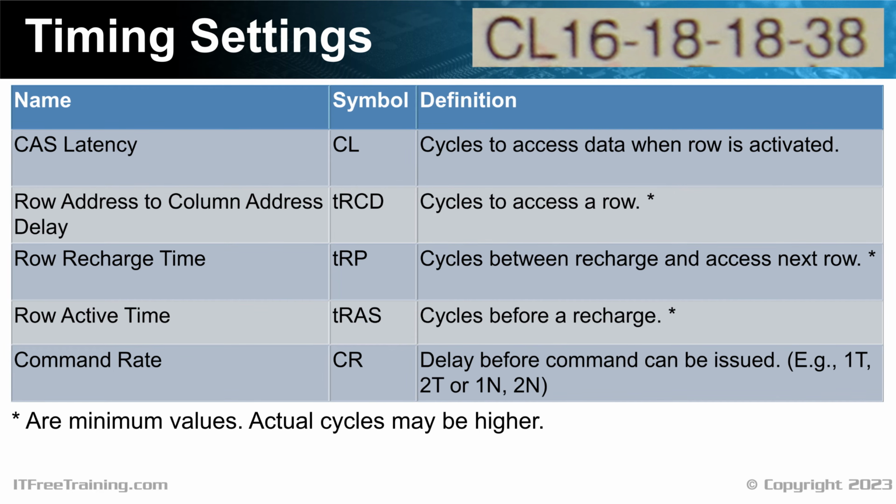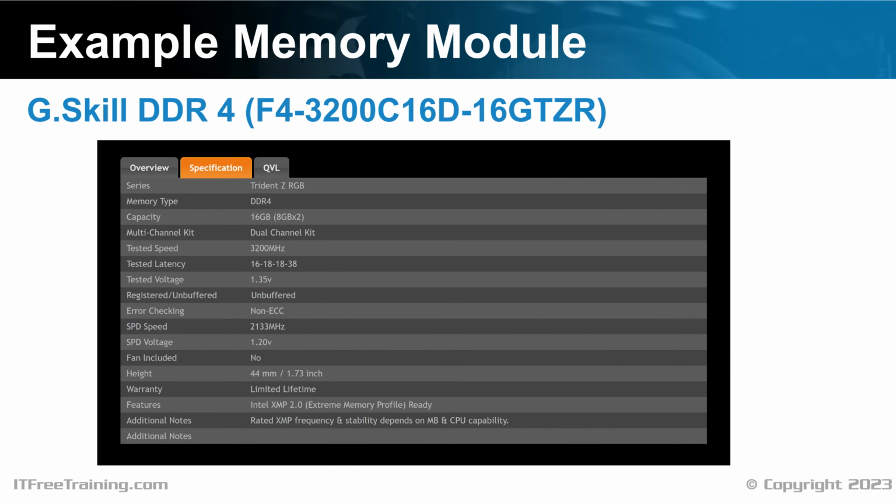Generally, I would not change the timing settings unless I had a good reason to do so. If you want to get a little more performance from your computer, you could reduce the timing speeds, but you risk data corruption. If you do decide to change the timing, the first place I would look at is the specifications of your memory module.